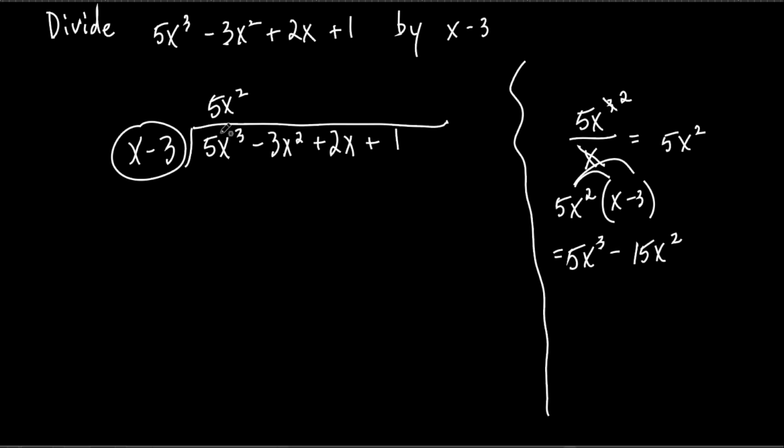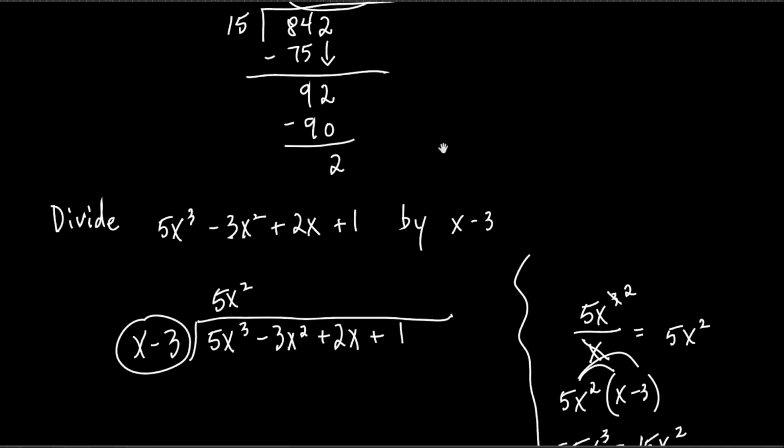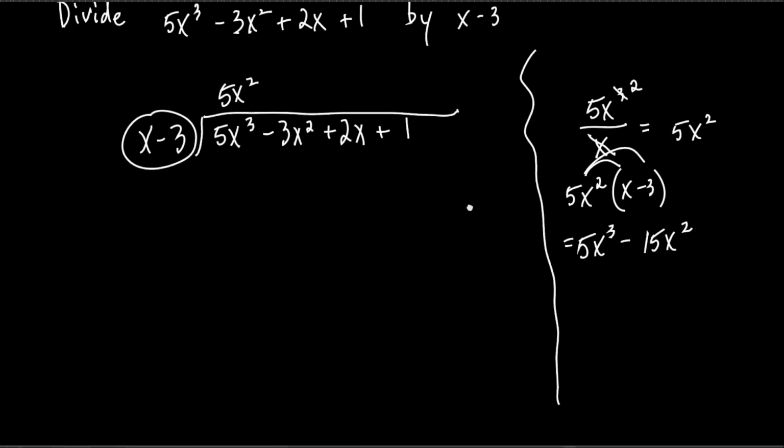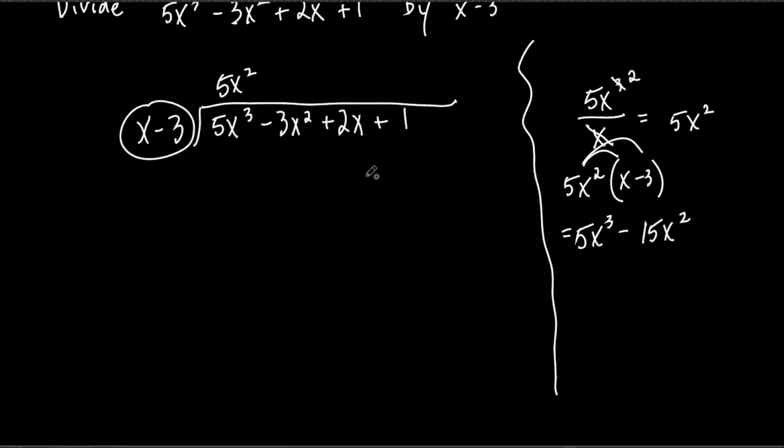Now, I multiplied those together. What did I do with it? Like on this one. After I multiplied 5 and 15, what did I do with them? Subtracted it from this stuff up here, didn't I? So what do you think I'm going to do here? That's right. I'm going to subtract it from here.